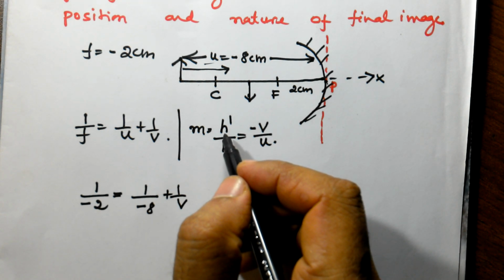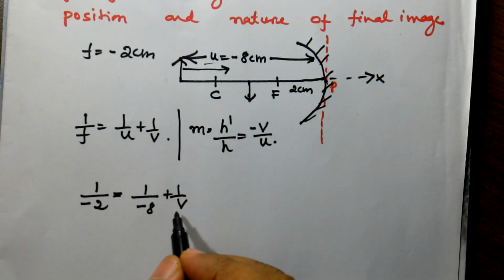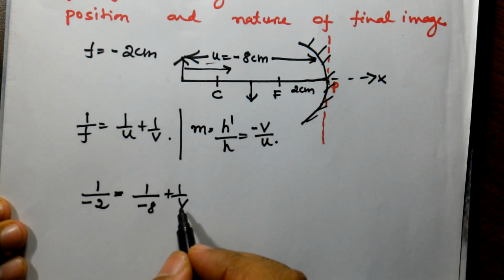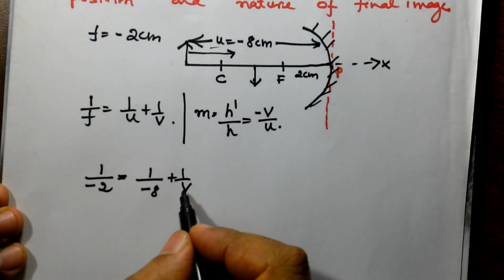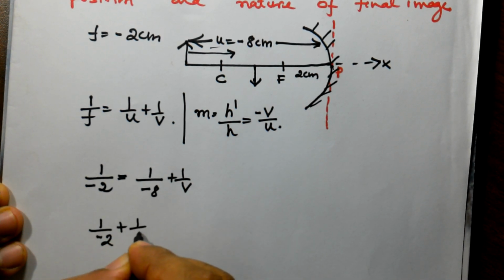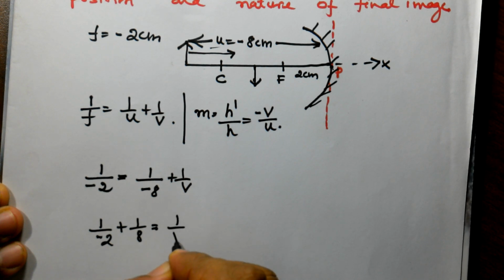Given data, we use plus and minus. What answer you have to get, that should come as it is. So now you should get v negative. We shall see whether it is negative or not. 1 by minus 2 plus 1 by 8 is equal to 1 by v.